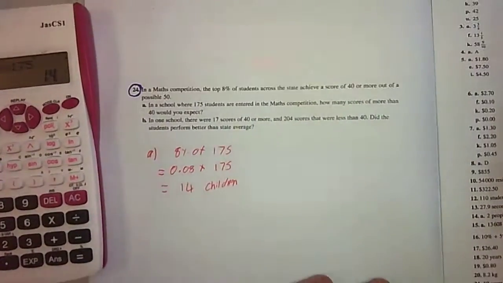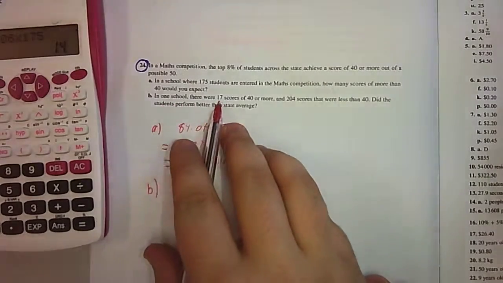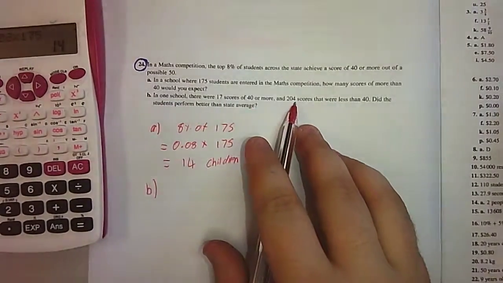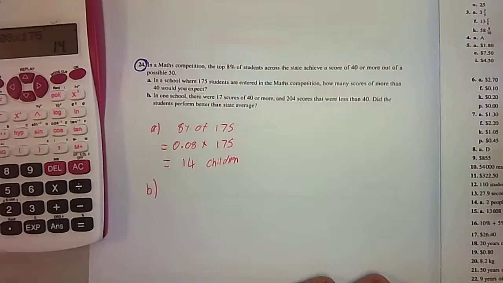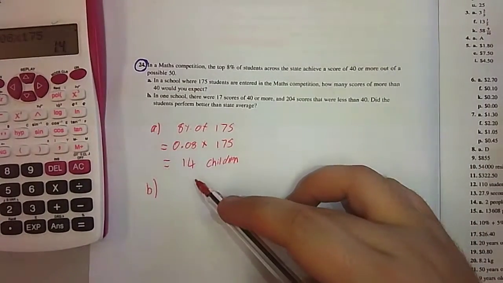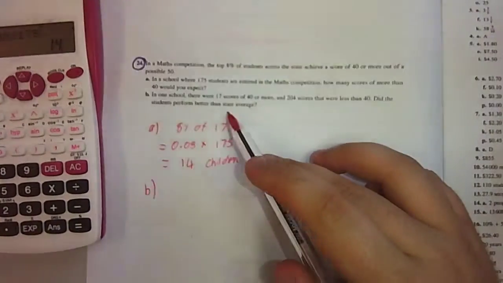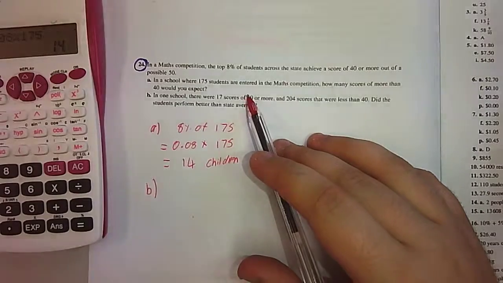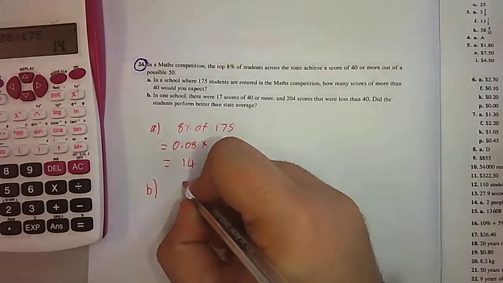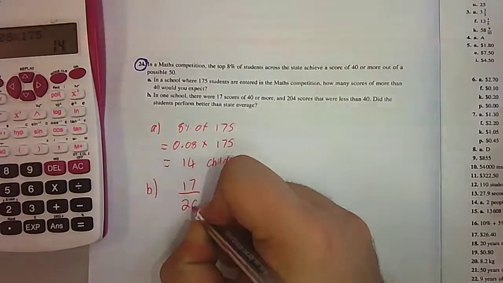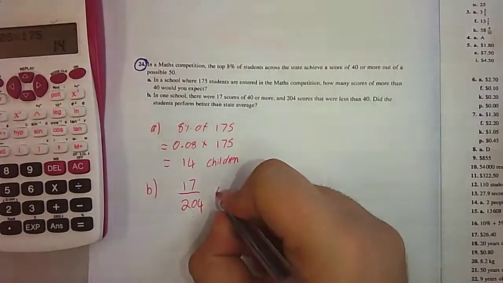For part B, we have to ask ourselves, in one school, there were 17 scores of 40 or more, and 204 scores that were less than 40. Did the students perform better than the state average? So whenever you work out a percentage, work out what fraction did better, and then times that fraction by 100. So what fraction got more than 40 for their test? Well, 17 out of 204. So the fraction that got it was 17 over 204. And then to change that into percentage, you times by 100%.